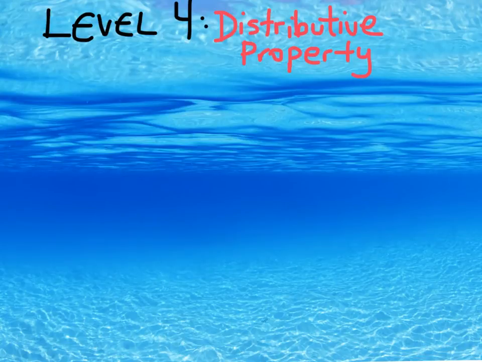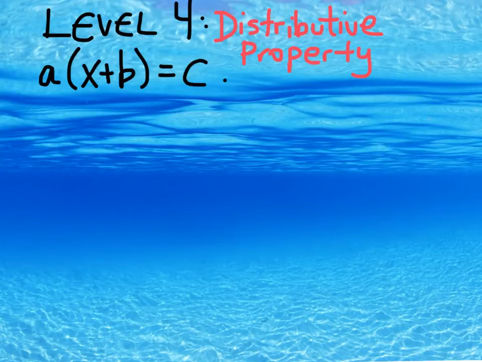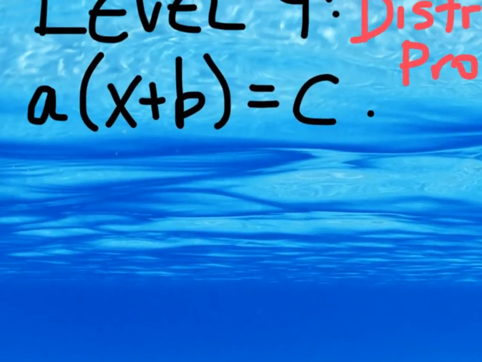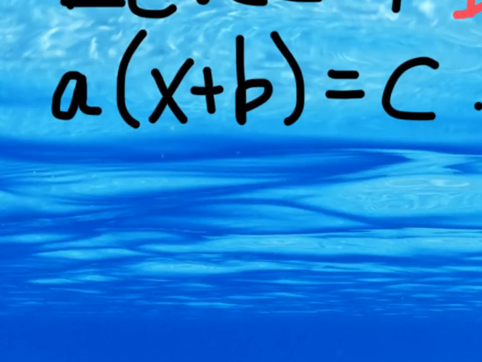Welcome to level 4, and this unit is all about the distributive property, and this is something that you may or may not remember from grade 8, and these equations would be in the form a times x plus b equals c. For example, and again, this is the idea where a, b, and c represent any integers.